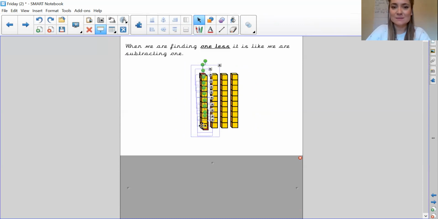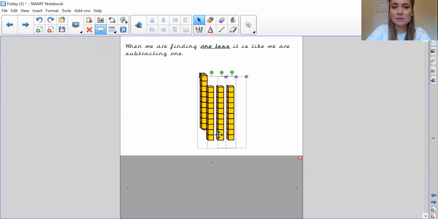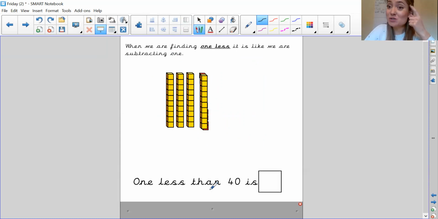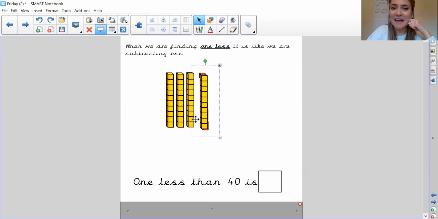Okay, let me just drag this one over here. Not wanting to work today, are they? Okay, let's have a look. So we are finding 1 less. It's like we're taking away 1. So I could cross 1 out and count them. But I know my little trick that 10 ones is the same as 1 10. 1 10 is the same as 10 ones. So let's swap this 1 10 for 10 ones to make it easier.